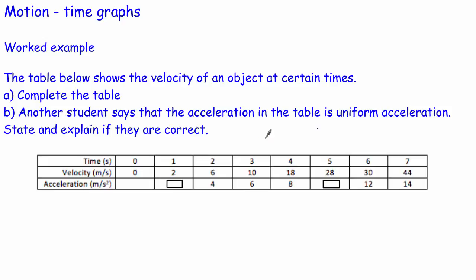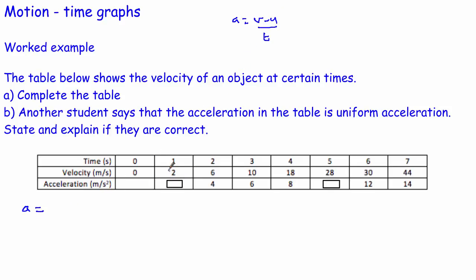So let's have a quick look at how we would do that. Here we've got a table, and it shows the velocity of an object at certain times. We want to complete this table first of all. We're going to look at the acceleration at this point. If we write down our equation, acceleration is equal to the final velocity minus the initial velocity over the time taken for that change to happen. It's been accelerating here, so we've got time 0 and then after 1 second, and in that 1 second the velocity's changed from 0 up to 2. So our first thing that's missing is this one here.